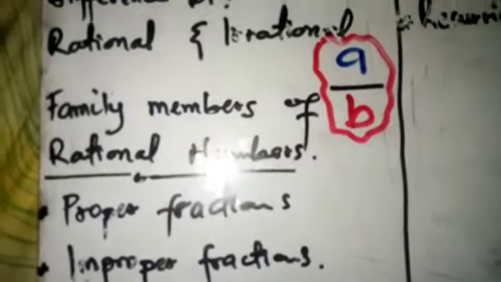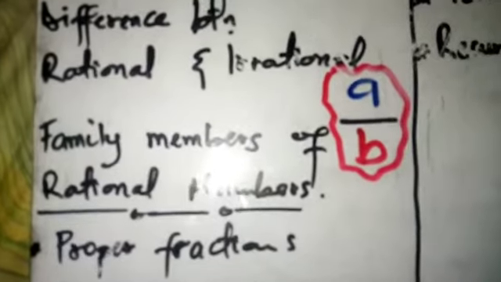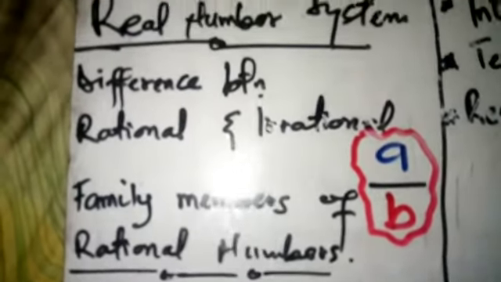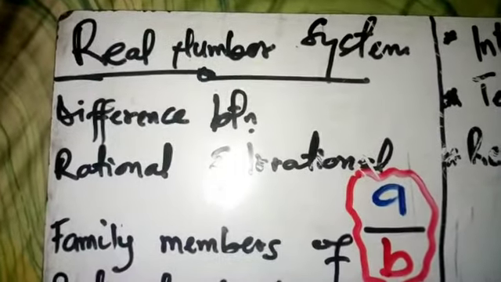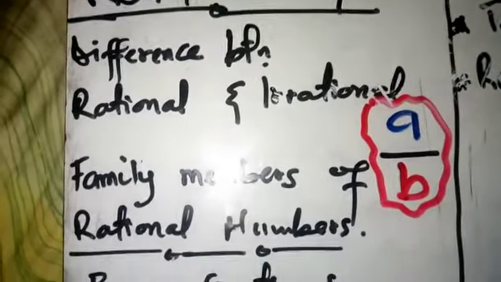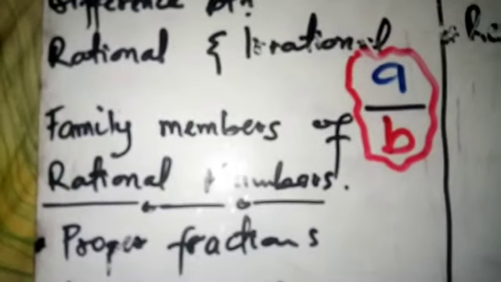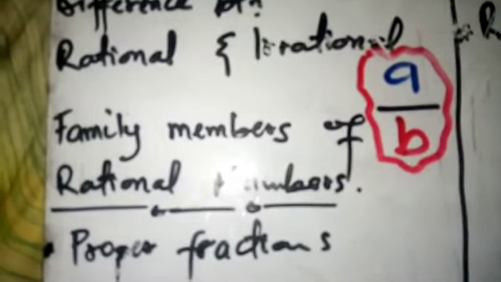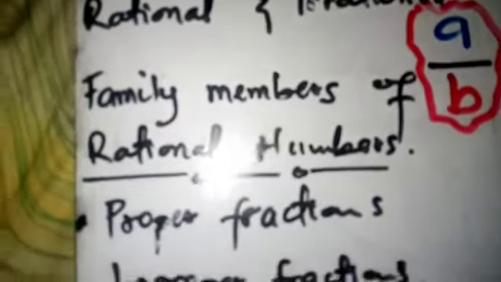We are going to talk about the differences between rational and irrational numbers. This is on the real number system. Before that, let's see some of the questions that we can solve using the types of definitions. So let's check the question first.